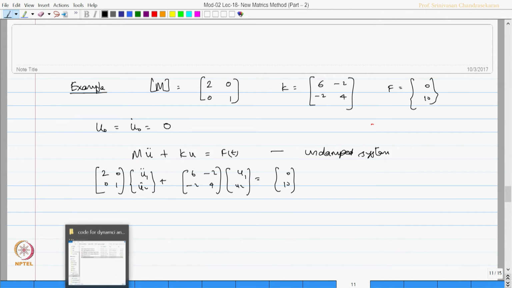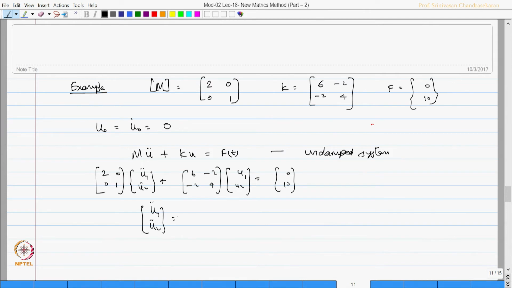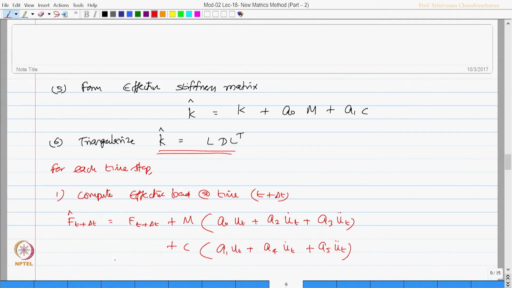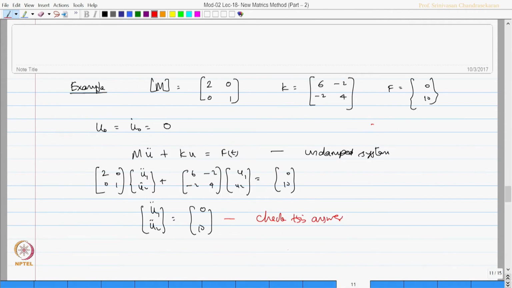So, by this logic I can always find u 1 double dot and u 2 double dot by taking inverse of this matrix and multiplication, and I will get this value as 0 and 10. Please check this answer by simple mathematics, as we can simply multiply these two, because this value is actually 0, is it not? I will take an inverse of this matrix and multiply with this vector, get this value. Check this answer.